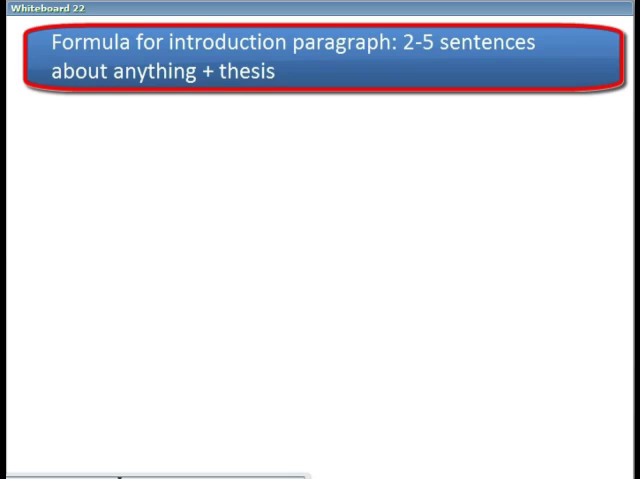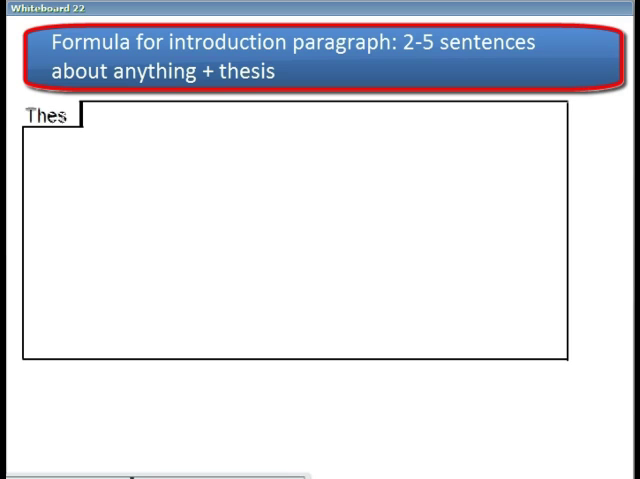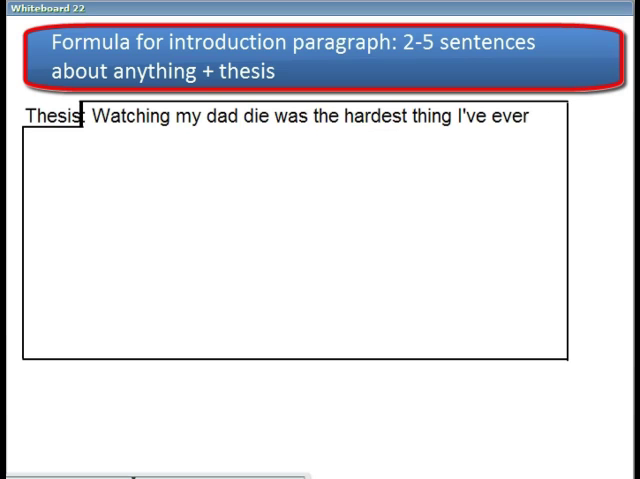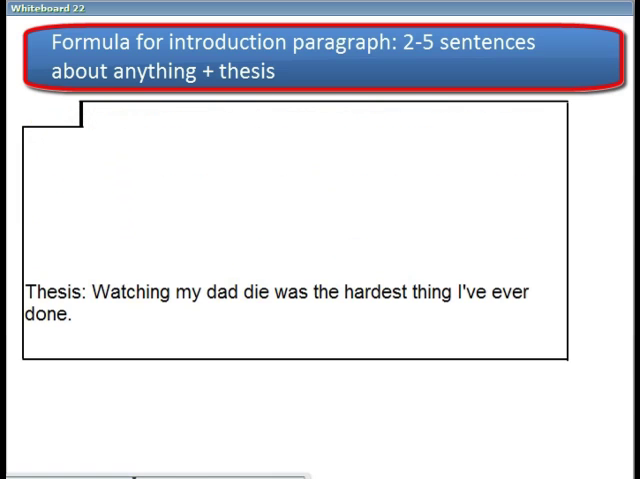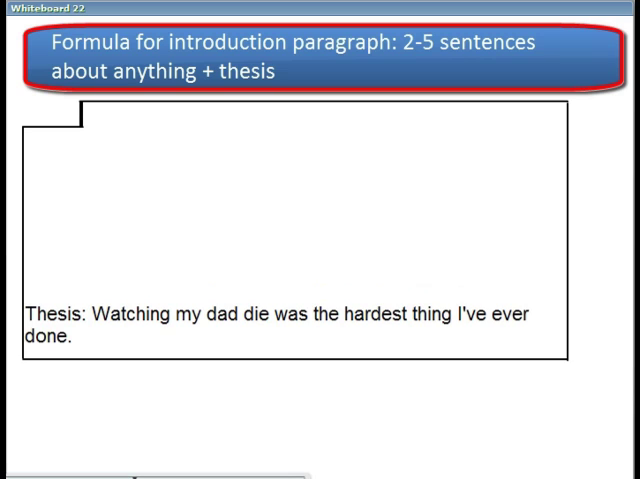The formula for the introduction paragraph is 2 to 5 sentences about anything plus the thesis. Write 2 to 5 sentences about anything and then stick on the thesis at the end. So let's put this thesis in. Watching my dad die was the hardest thing I've ever done. Now look what we're doing. We're putting that thesis statement as the last sentence in the paragraph.